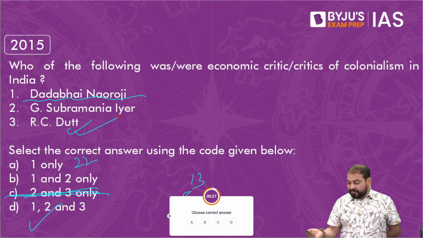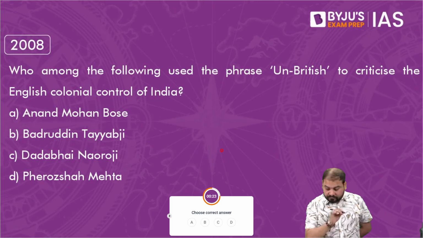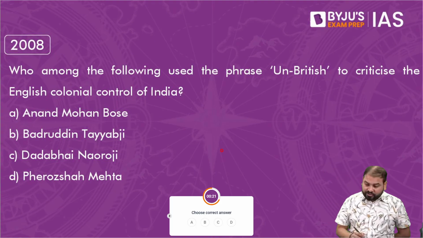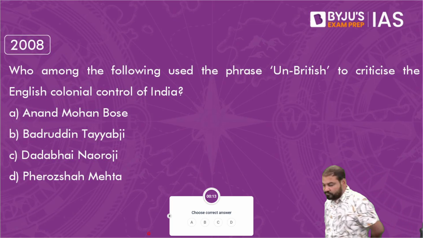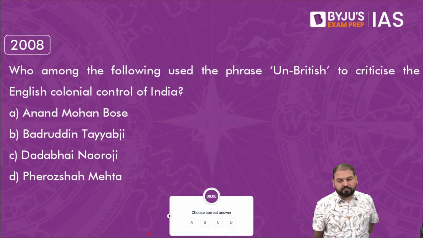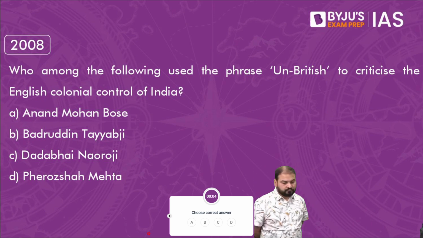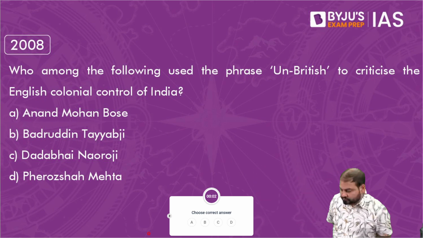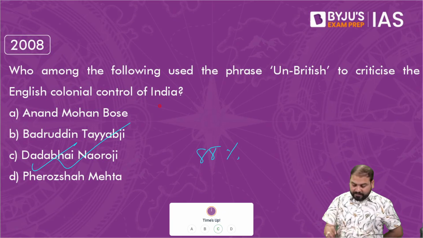R.C. the second best. Easy. 1, 2, 3. All three are correct. 2008 question. Very easy question. 15 seconds for you. Rishika, did you attend the 5th and 6th module? 88% say correct answer. Dadabhai Naoroji.